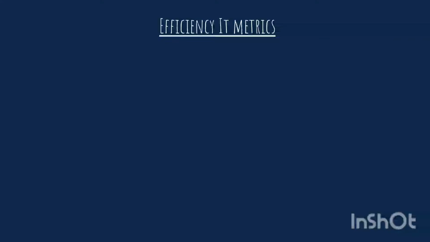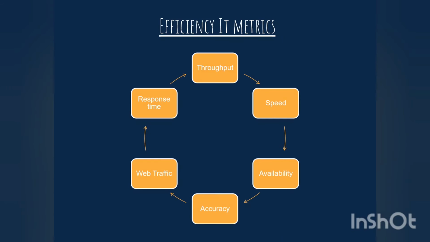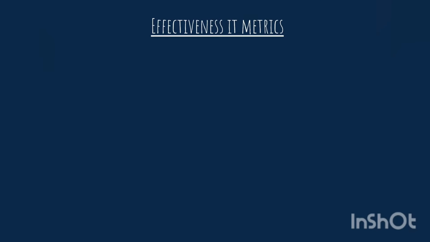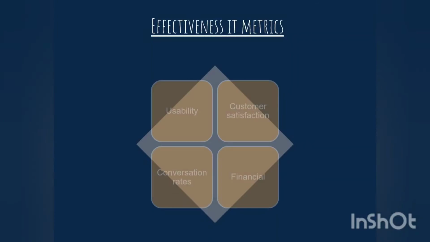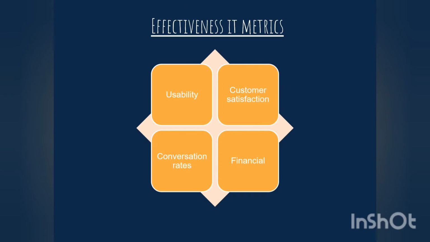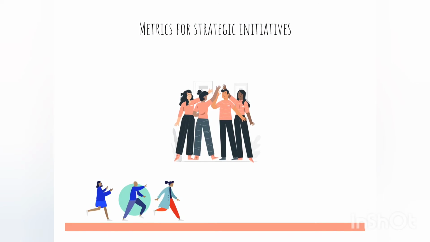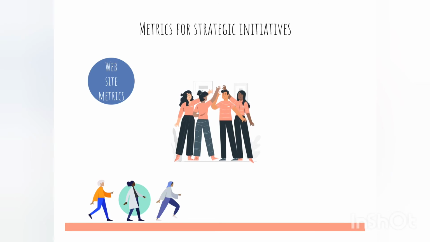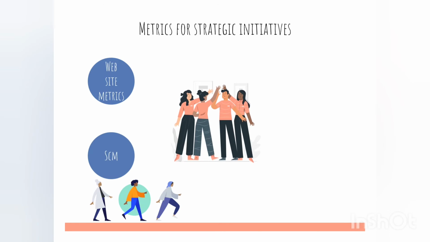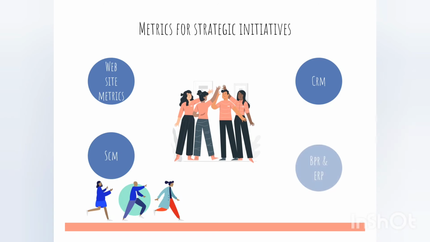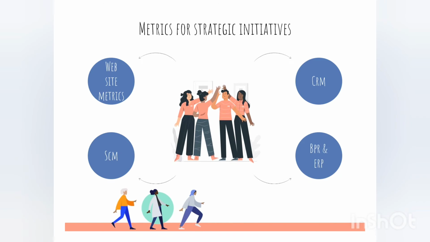In efficiency IT metrics, we have throughput, speed, availability, accuracy, web traffic, and response time. While effectiveness IT metrics have usability, customer satisfaction, conversion rates, and financial. Metrics for strategic initiative. First, we have website metrics, SCM, CRM, BPR, and ERP.